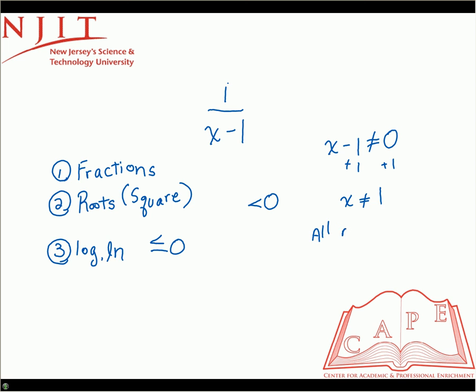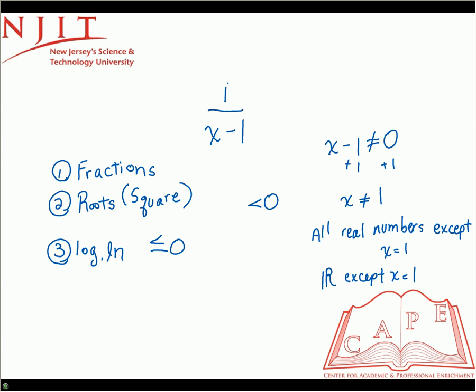You can write all real numbers except x equal to 1. You can write it out like that. Or the symbol for all real numbers is the R with an extra little bar on it, except x equal to 1.